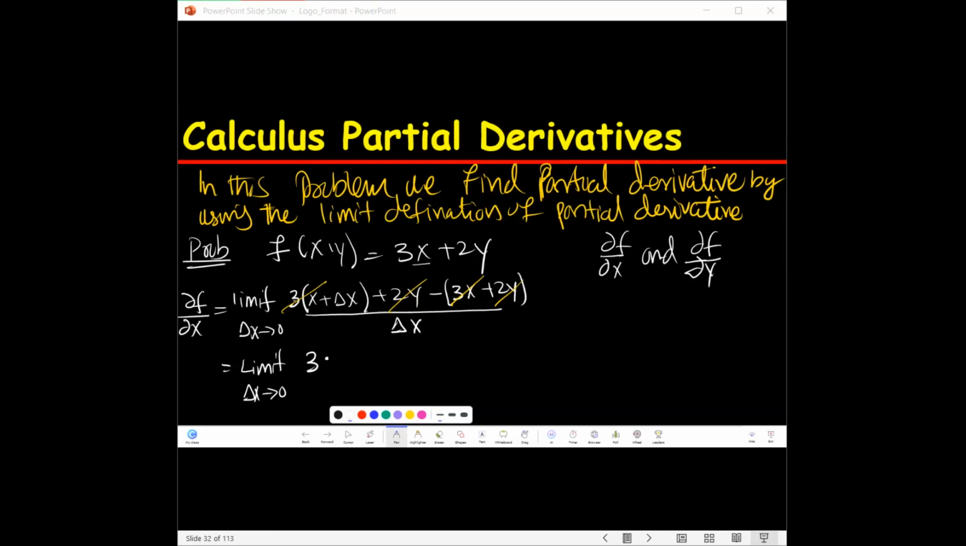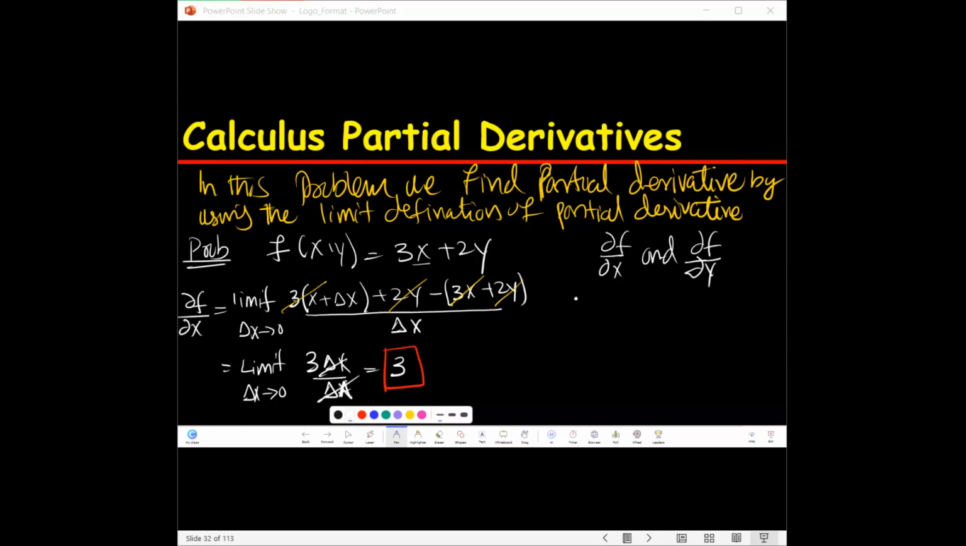Left over is 3 delta x over delta x. And these are cancelling out, the answer is 3. Same answer that would usually be obtained if I directly do the derivative, but that's a shortcut. This is the actual method. Let's look at the other side.